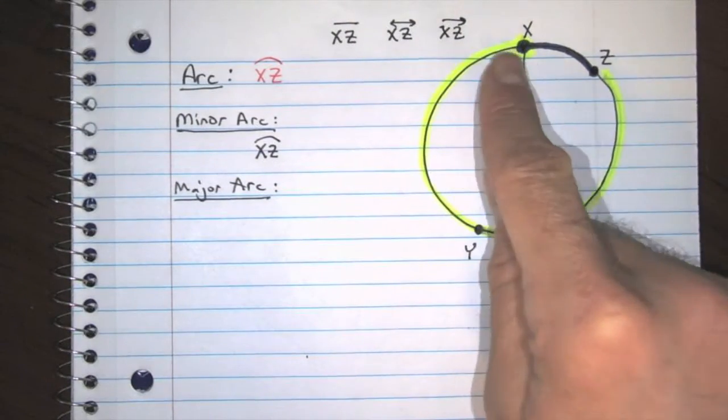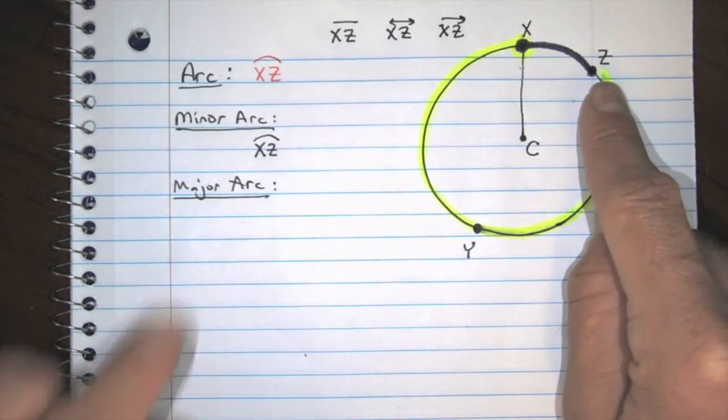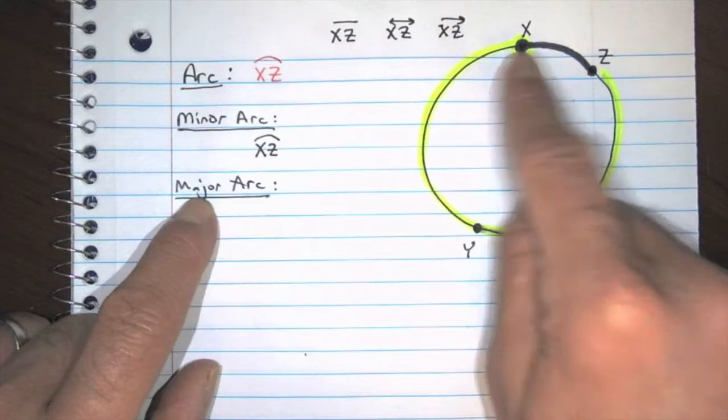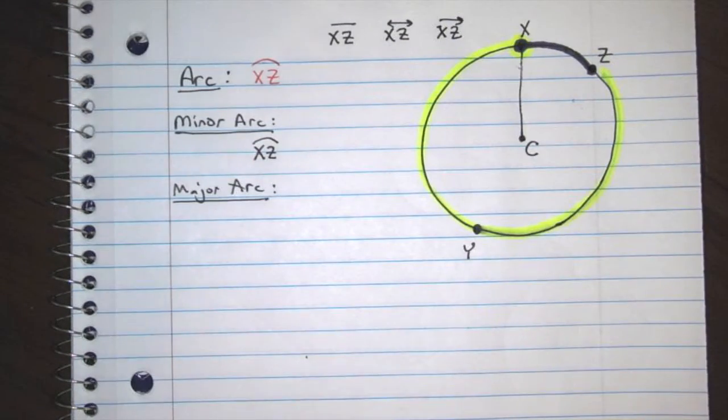Is it an arc of a circle? Is it a portion of a circle? Yeah, you bet it is. It's the longest arc of the circle. That's the shortest arc, the minor arc. This is going to be the longest distance, so it's the major arc.